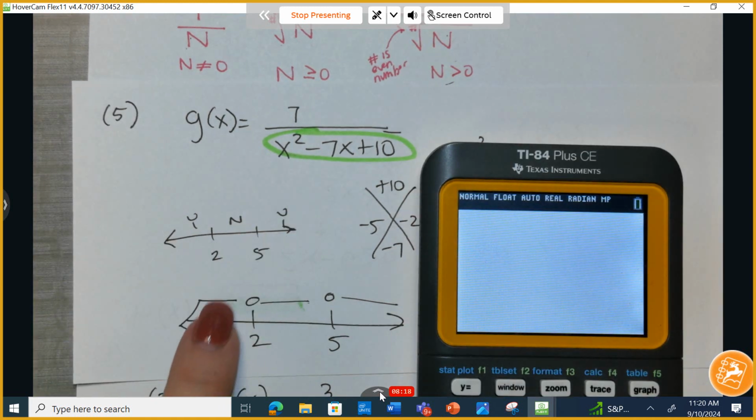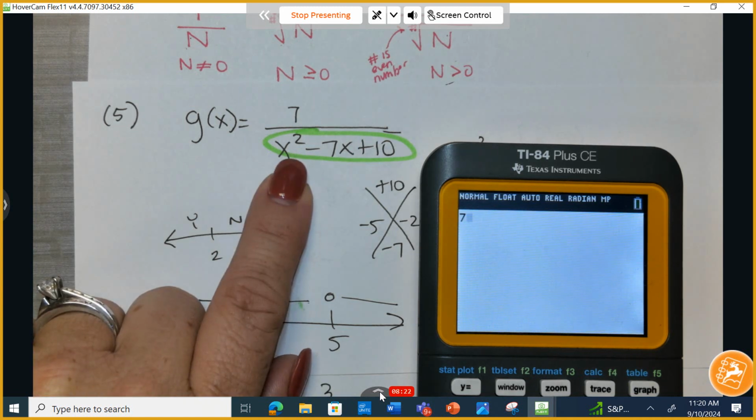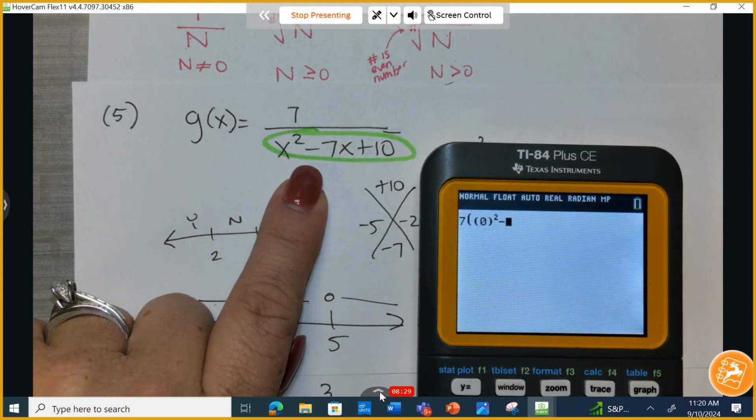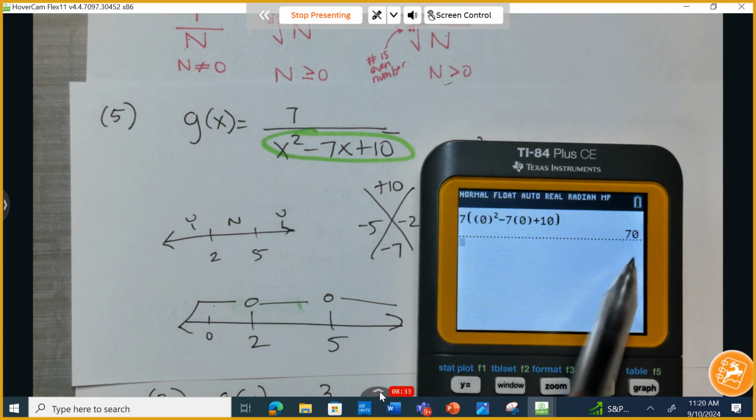I could choose 0, and that will represent all values to the left of 2. So if I come up here and I plug this in, it would look like this. I'm in check 2, I'd have 0 squared minus 7 times 0 plus 10. If I'm able to get an output value, that means that 0 corresponds to an output value, and that means all values to the left of 2 are capable of also producing an output value.